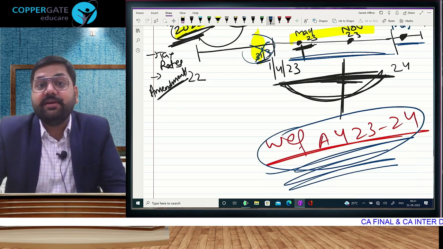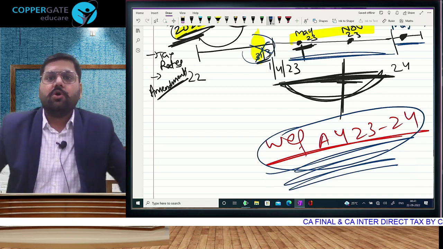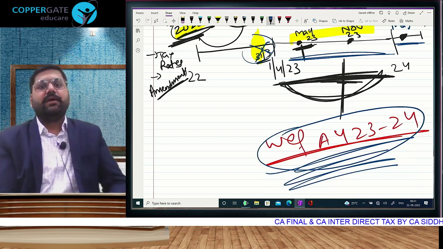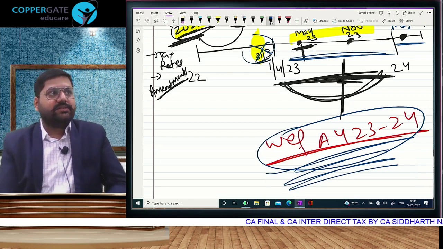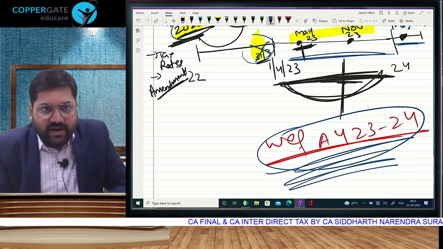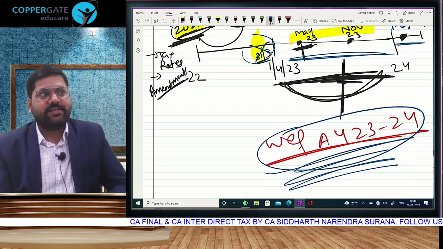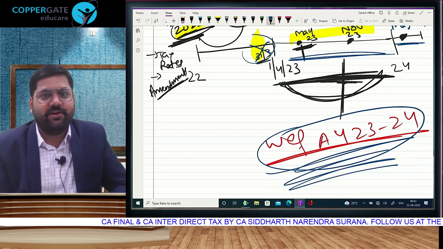Because everything CBDT says, all officers from the senior most to the junior most, all officers of Income Tax Department have to comply with all the instructions given by CBDT. Once the father says something, the children have to listen. Now you don't say, no, no, sir, in our generation it is the other way around.